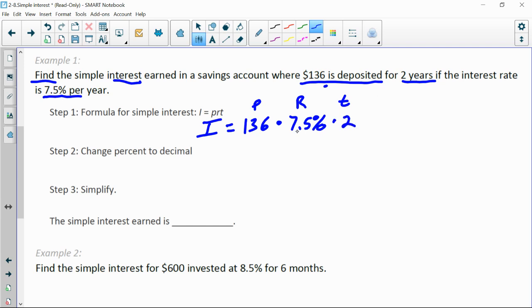But we cannot put this in the calculator like that. So we have to divide this by 100, because remember, that will get our decimal to where it's supposed to be. That's what we're wanting. We want to see the decimal move over twice.